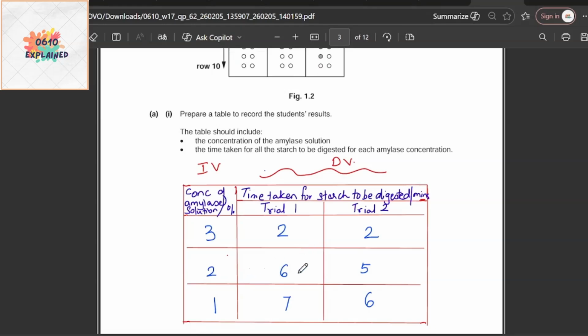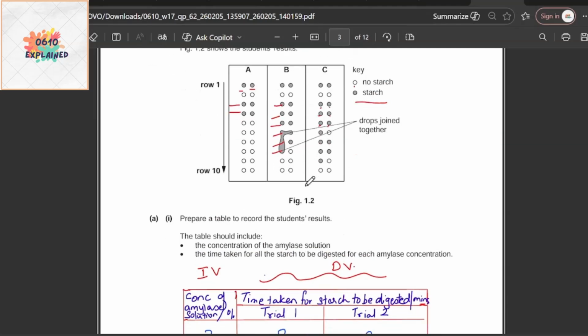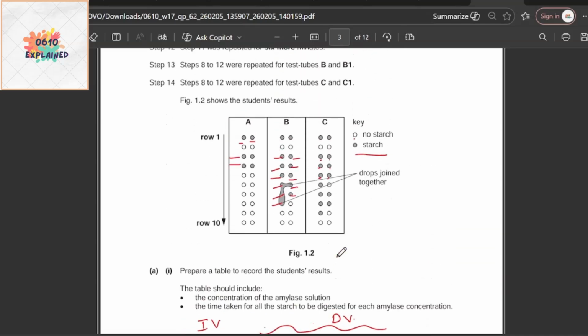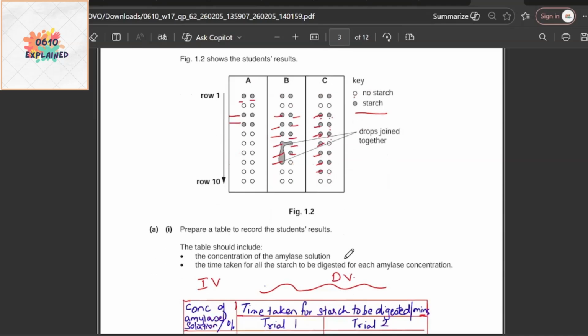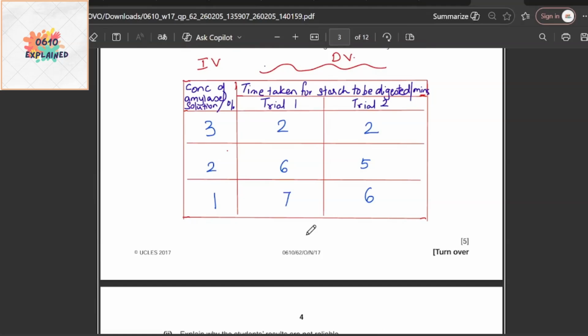For the 2% amylase solution, we can see that the reading was 1, 2, 3, 4, 5, and a little bit is spilled over here. So 6 is what I have written. Then the second one was 1, 2, 3, 4, and 5. So that's how I have written 5. And the third, that is 1% amylase solution, it's 1, 2, 3, 4, 5, 6, 7. And for the remaining one, there was one drop which was empty. So that's 1, 2, 3, 4, 5, and 6. So that's how 7 and 6, that is how the table is made.